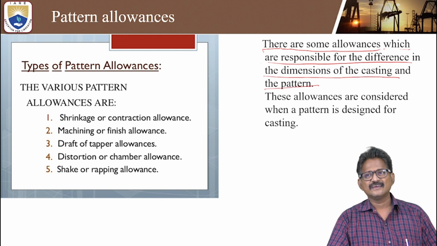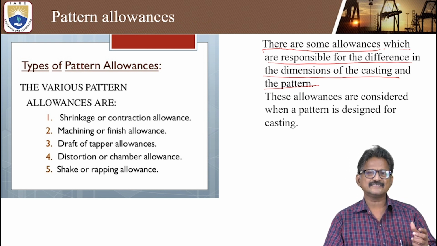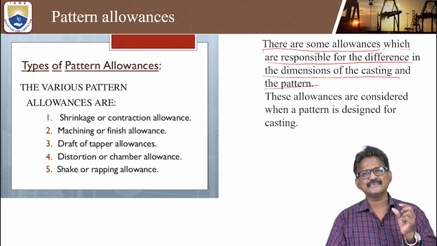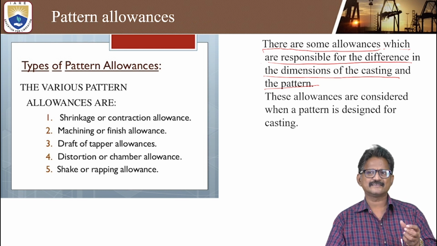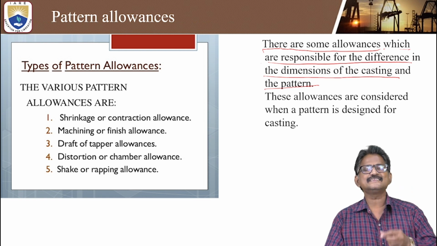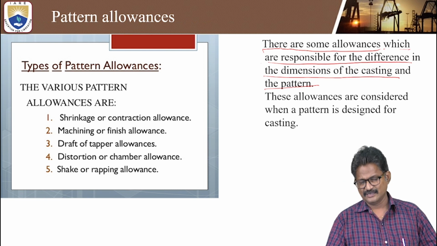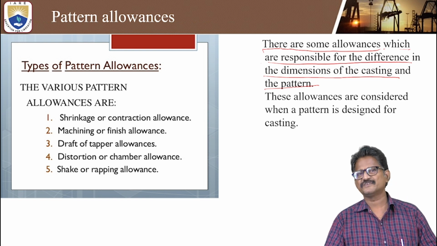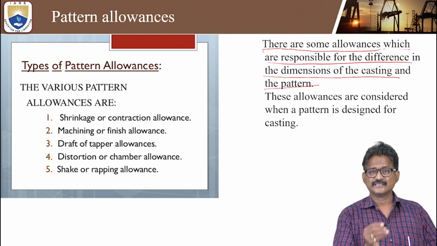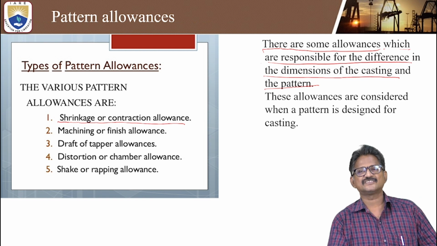Especially, all metals shrink except bismuth. So whenever you are designing a pattern, some allowances should be considered for any type of casting. According to the usage and application of the casting, the various pattern allowances are very important. The first and foremost thing is shrinkage allowance or contraction allowance.